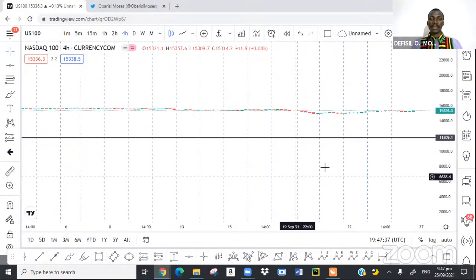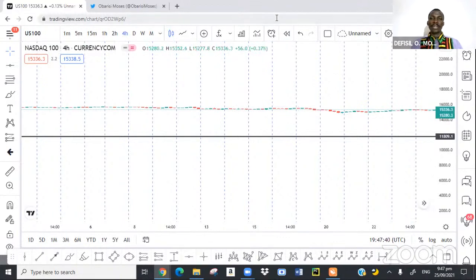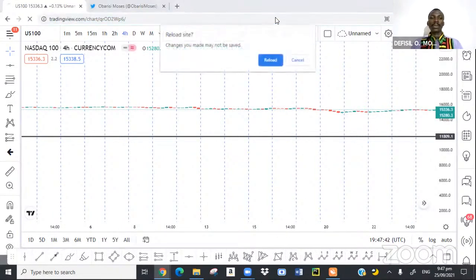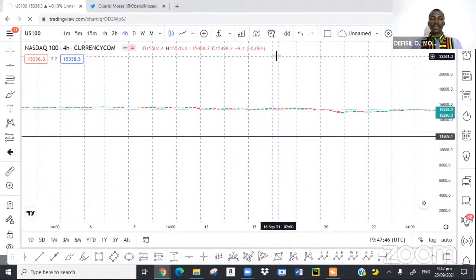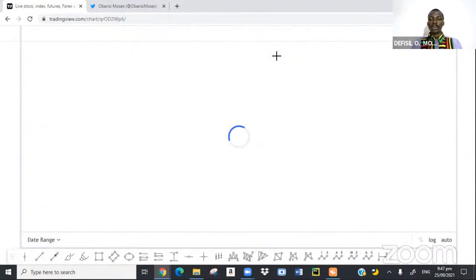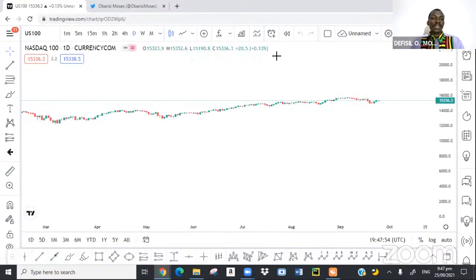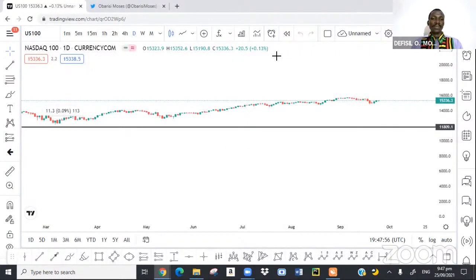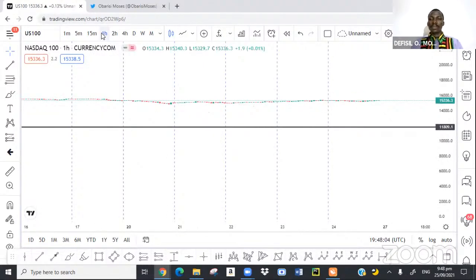Okay, you can see that on the 4 hour. Let me refresh the chart. You can see what your Nigerian network is doing, just delaying our broadcast, delaying our analysis. We pay, but what we pay for, they don't give it to us.